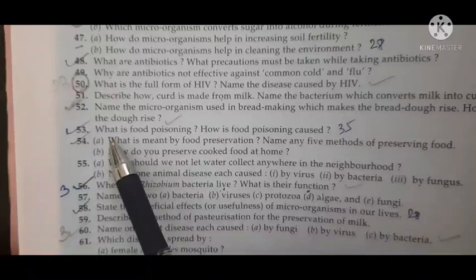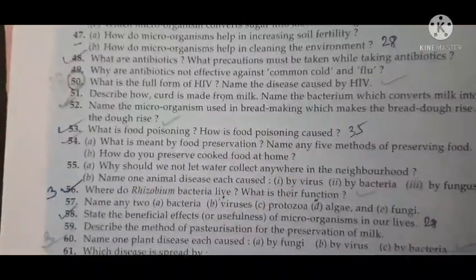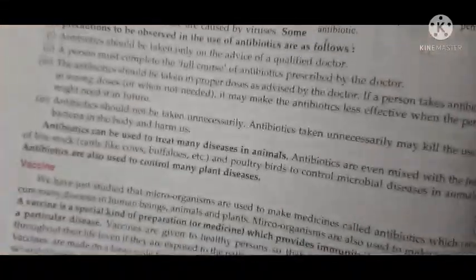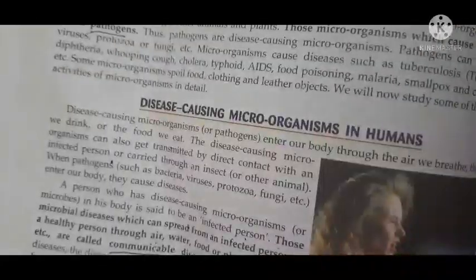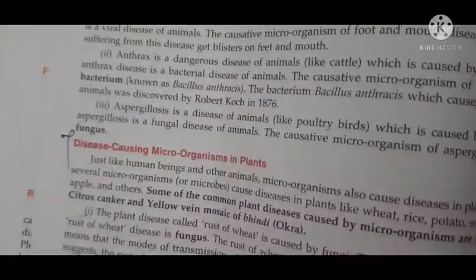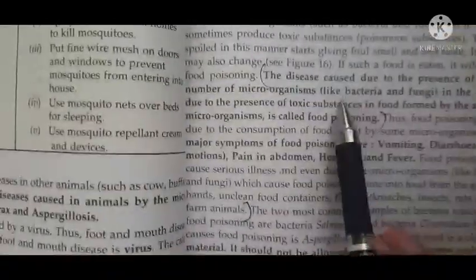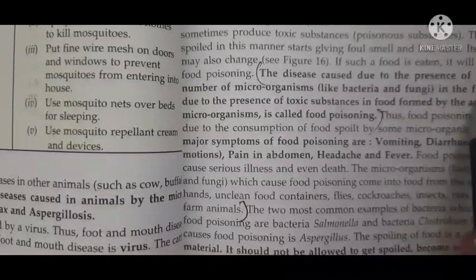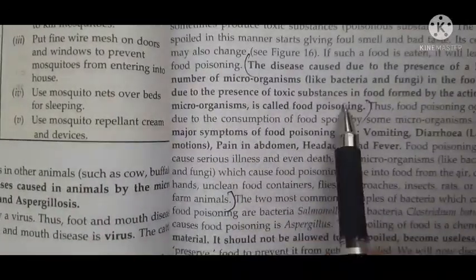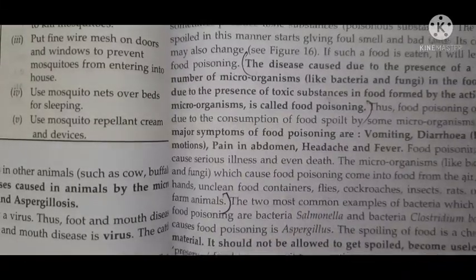What is food poisoning? Question number 53. What is food poisoning? How is food poisoning caused? So please open page number 35. All of you open page number 35. See here. Please mark from here. The disease caused due to the presence of a large number of microorganisms like bacteria and fungi in the food, or due to the presence of toxic substances in food formed by the action of microorganisms, is called food poisoning.